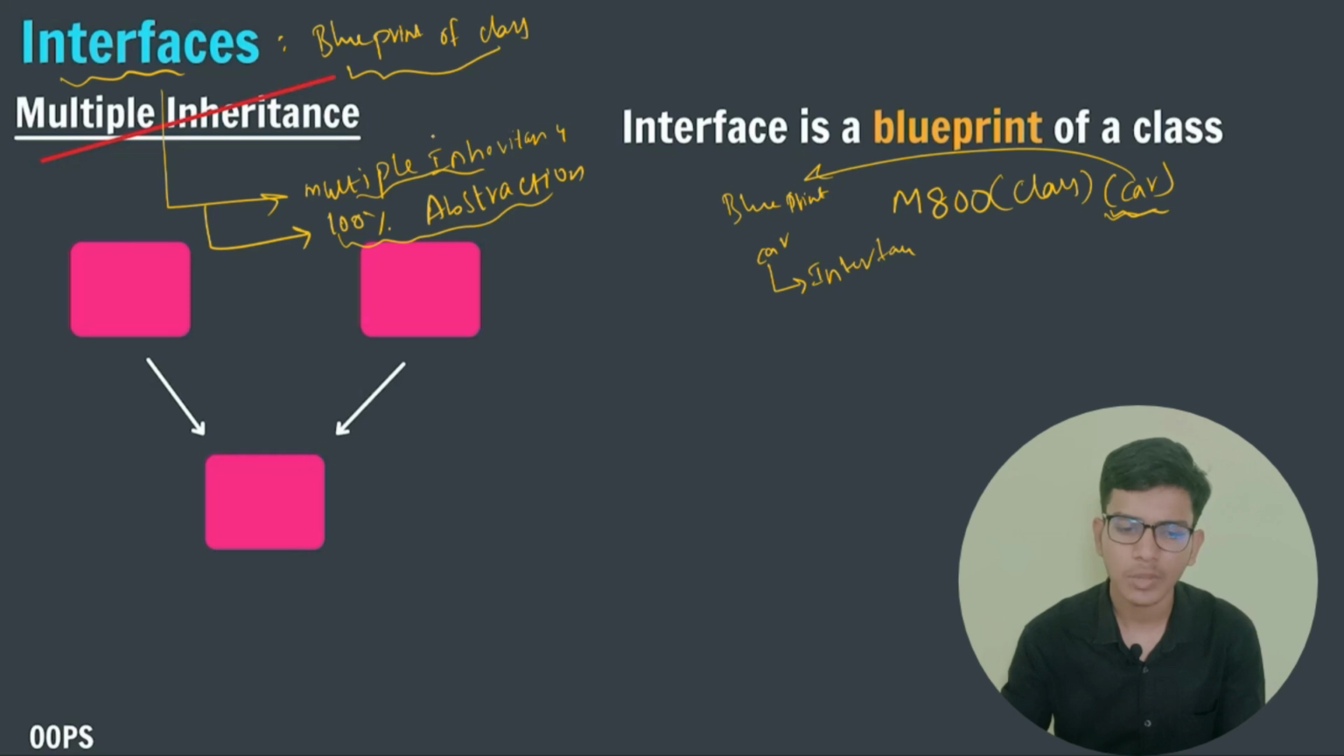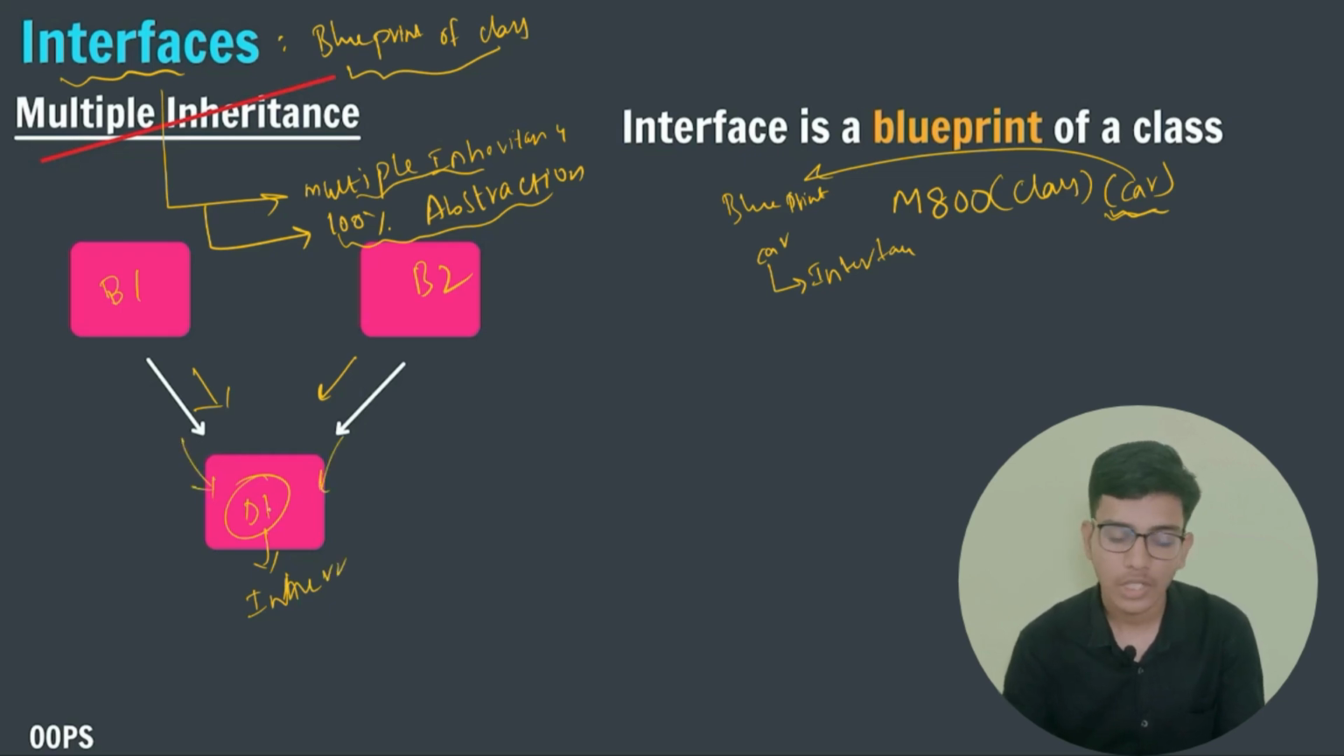In C++ we can directly create multiple inheritance, but we can't directly create multiple inheritance in Java. For that we use interfaces. Let us consider that this is my base class 1 and this is my base class 2, and combining these two I am creating a derived class, that is T1. This is my inherited class, inheriting the properties of B1 and B2. This is known as multiple inheritance.